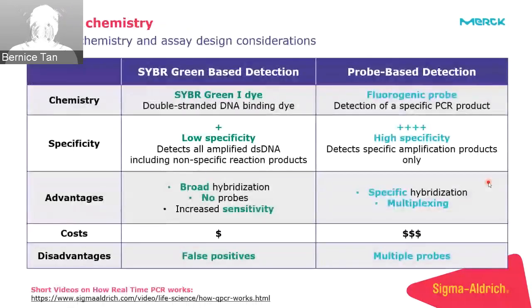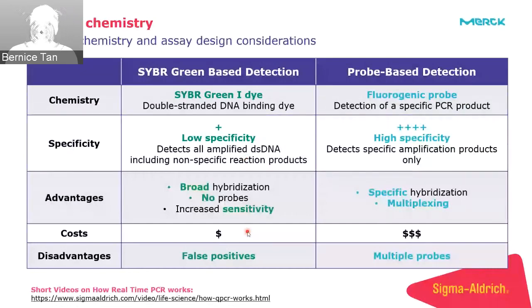There are 2 main qPCR chemistries: the intercalating dye, SYBR Green, or hydrolysis probes. Some people call these TaqMan probes as well. In terms of SYBR Green assay, it's a dye that binds to all double-stranded DNA. So it's generally seen as low specificity, but the beauty of it is it gives you increased sensitivity, and you don't need any probes. So the forward and reverse primers are quite cheap to purchase, and they generally are delivered to you within a week.